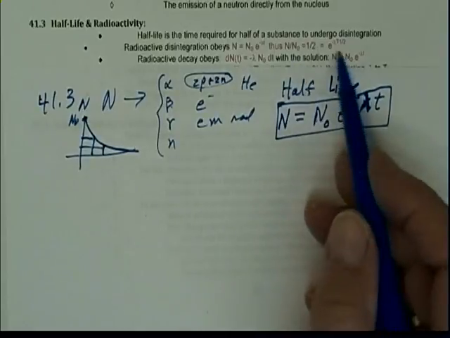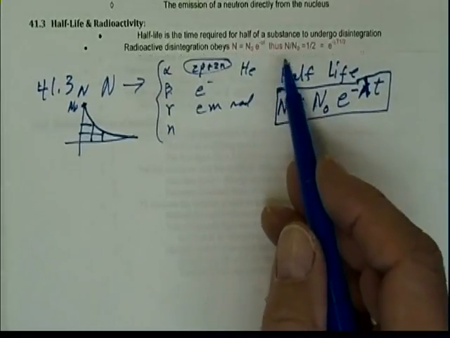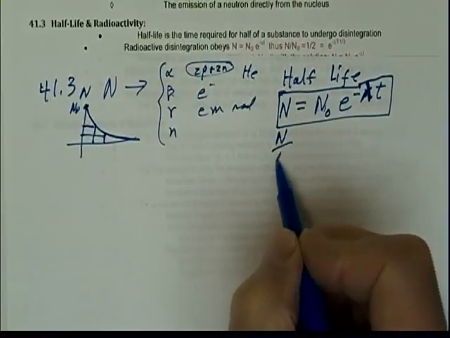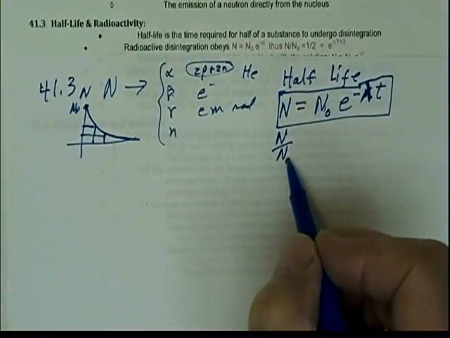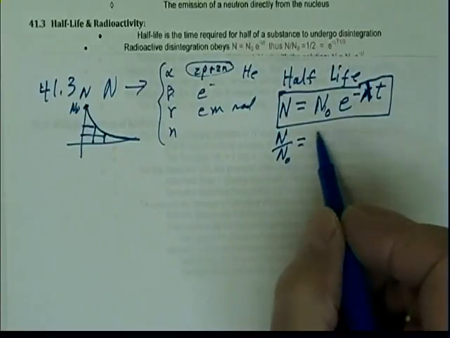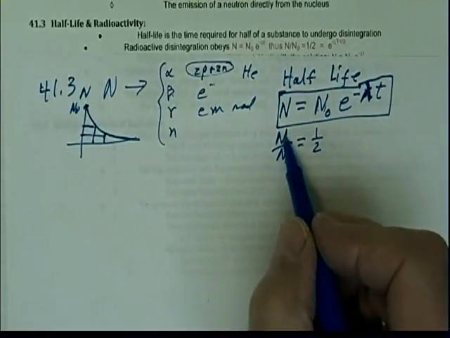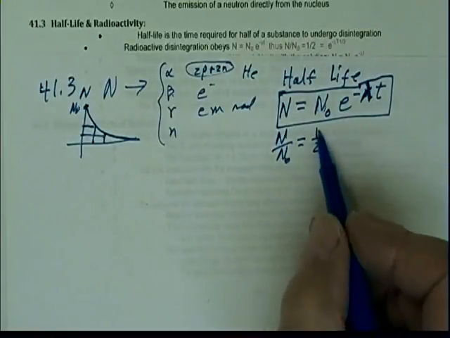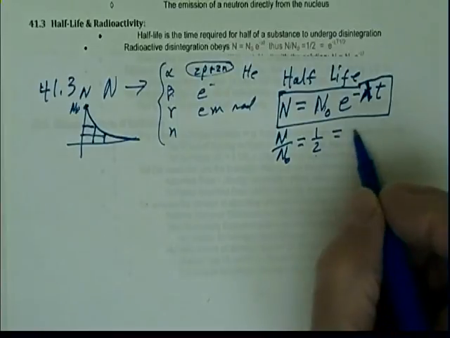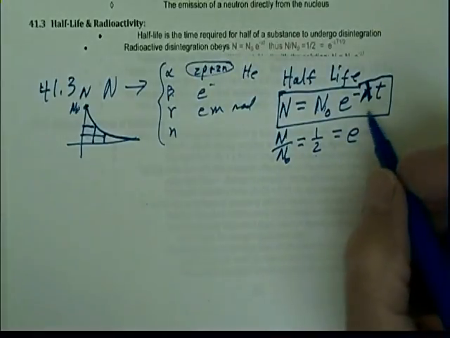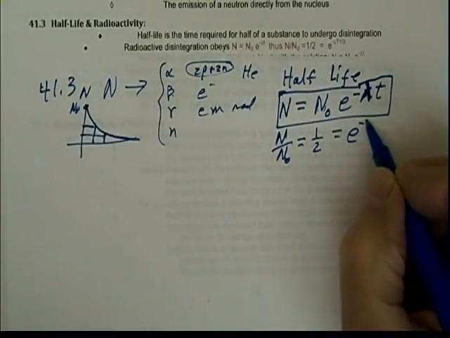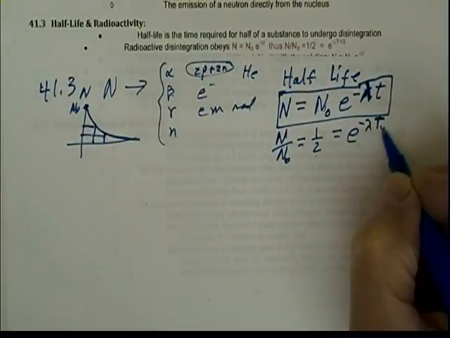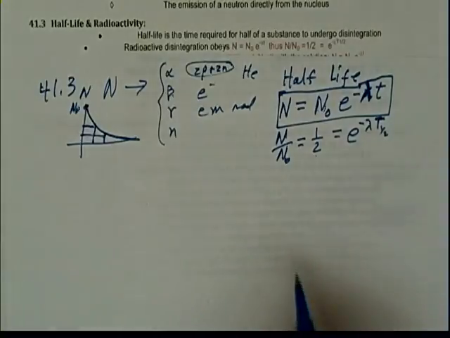So how do I analyze this more carefully? I'm going to divide both sides by N naught. So I've got N divided by N naught, and you can see that that's a fraction. I want that fraction to be 1/2. The number that I have now is half of what I started out with. So N over N naught is going to be 1/2. Now that's going to be equal to e to the minus lambda times what is called the capital T, the half-life. We sometimes put t 1/2 there.